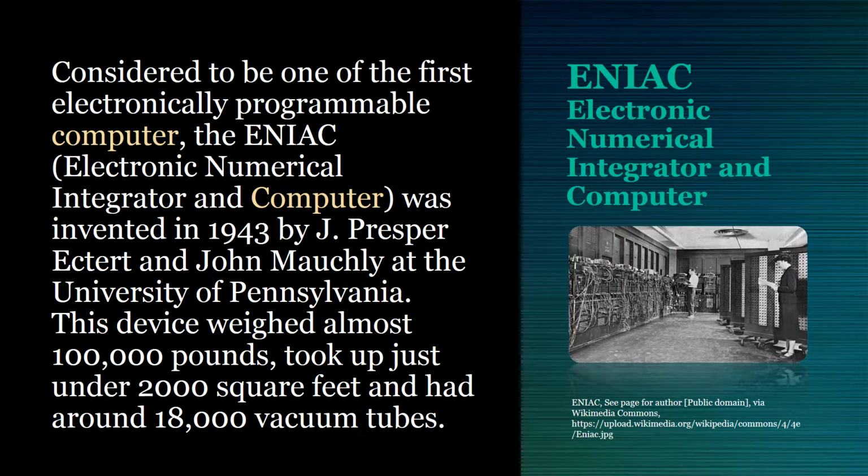Considered to be one of the first electronically programmable computers, the ENIAC, Electronic Numerical Integrator and Computer, was invented in 1943 by Presper Eckert and John Mauchly at the University of Pennsylvania. This device weighed almost 100,000 pounds, took up just under 2,000 square feet, and had around 18,000 vacuum tubes.